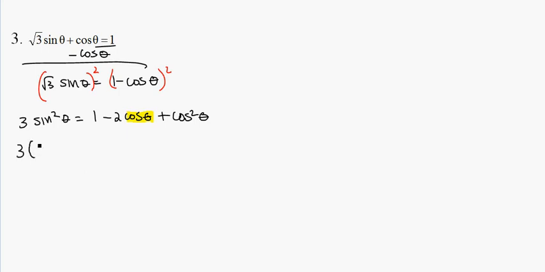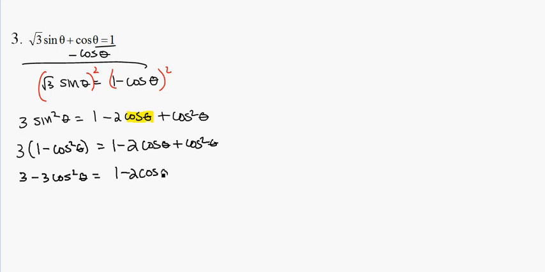So sine squared is 1 minus cosine squared theta. Then 1 minus cosine squared theta equals 1 minus 2 cosine theta plus cosine squared theta. So I distribute that 3, I get 3 minus 3 cosine squared theta equals 1 minus 2 cosine theta plus cosine squared theta. I'm going to subtract 3 and add 3 cosine squared theta. That's a pretty sad looking 3 cosine squared.